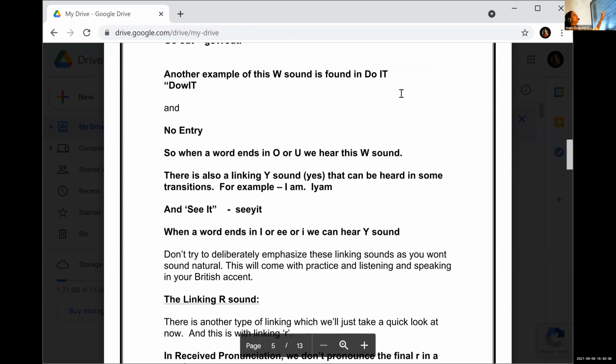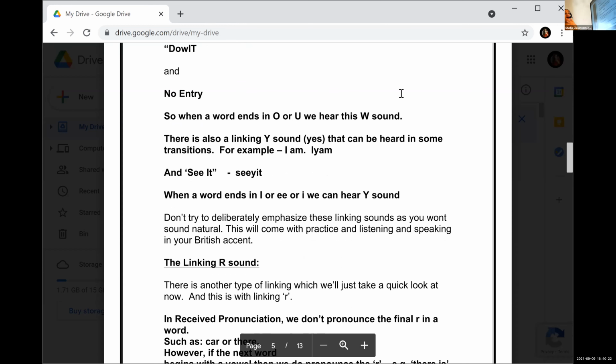Another one. When we say "yes I am," we hear it as "yes I am." Yes, you hear the Y there. So in some places, this is how we link the words. We add a W or a Y, etc.